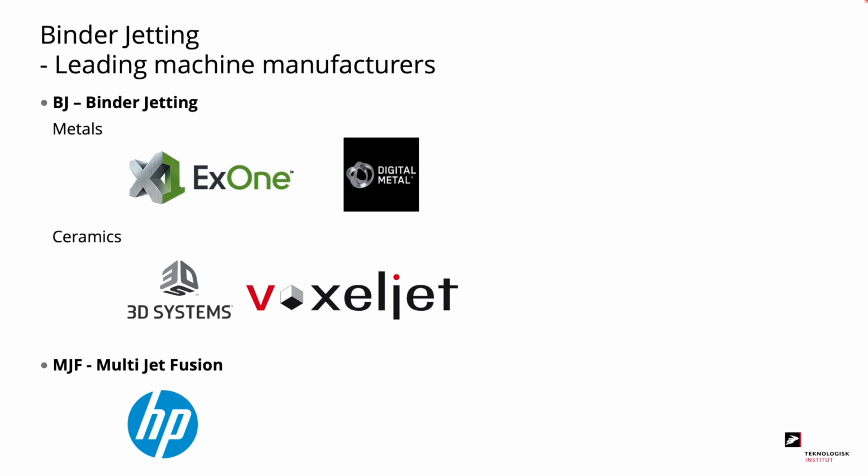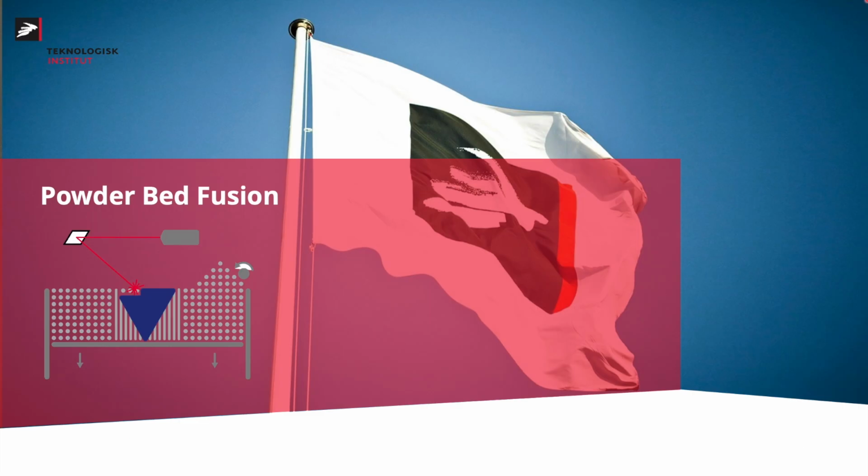The leading machine manufacturers within binder jetting are ExOne and Digital Metal for metal binder jetting. For ceramic binder jetting, it is 3D Systems and VoxelJet. And for multi-jet fusion, we have HP. Now we will move on to powder bed fusion.